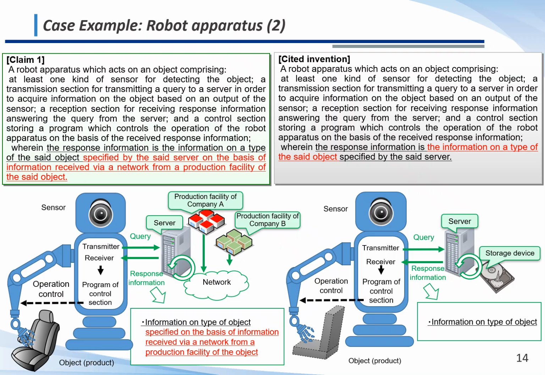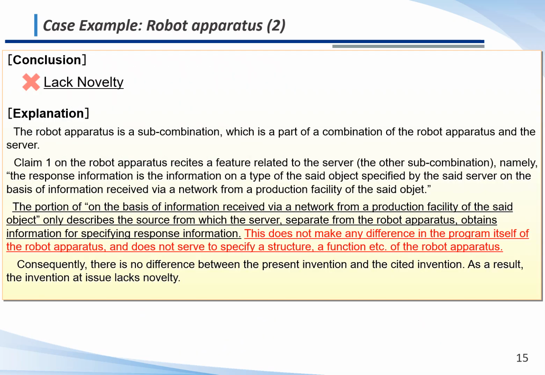Next, we will present the determination of novelty with respect to the same cited invention, in relation to a claimed invention involving a similar robot device, where the response information differs from the previous example. In the present Claim 1, it is specified that the response information is the information on the type of the object specified by the server on the basis of information received via a network from a production facility of the object. In this example, the invention of Claim 1 is determined to lack novelty, which will be explained here.